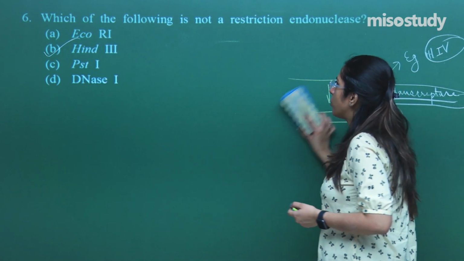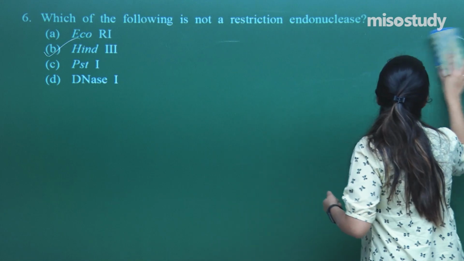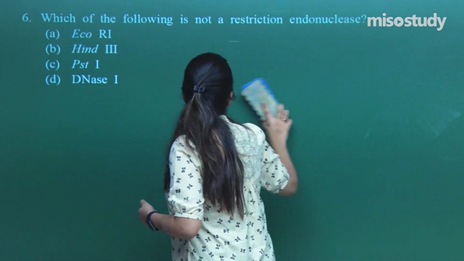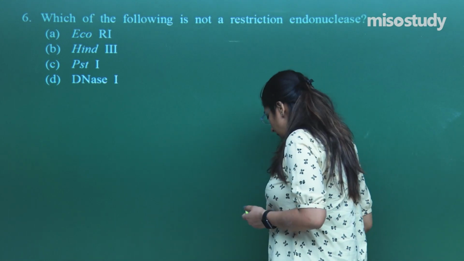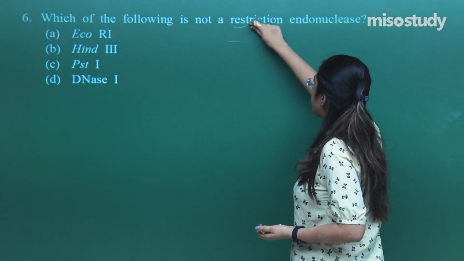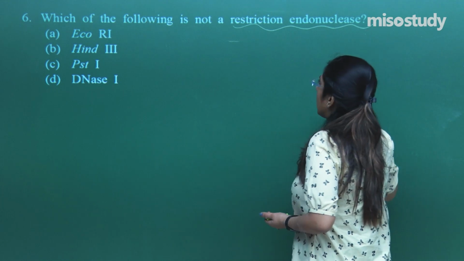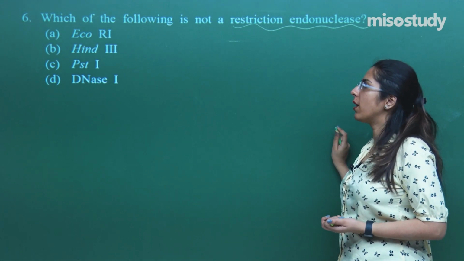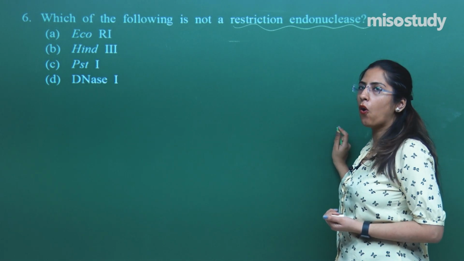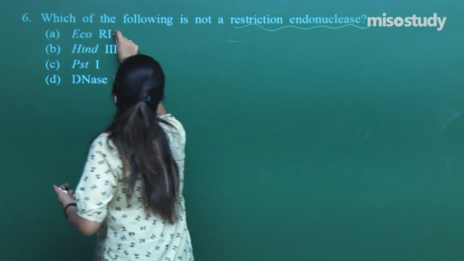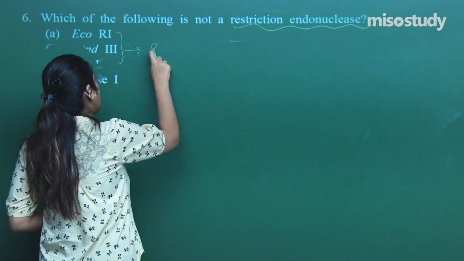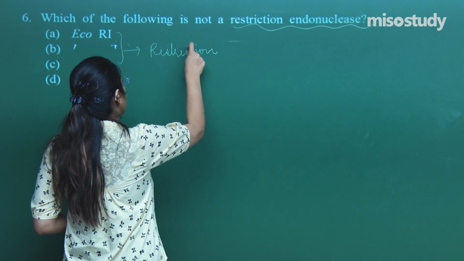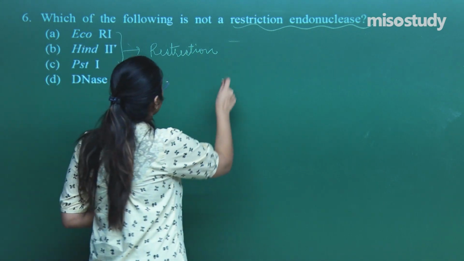Let us look at the next question. Which one of the following is not a restriction enzyme? Now, we know that restriction enzymes are those enzymes which have a specific site for cutting the DNA. They need palindromic sequences. EcoR1, HindIII, PstI, they all are restriction enzymes.